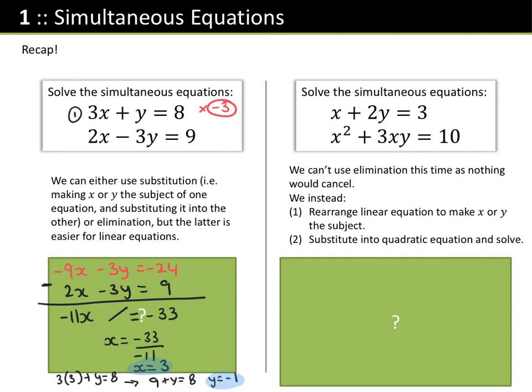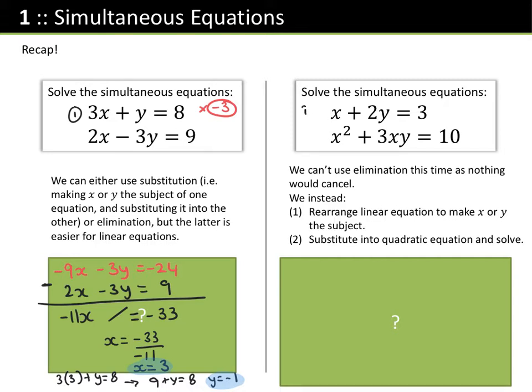Next, x plus 2y equals 3, x squared plus 3xy equals 10. Okay, this is going to be by substitution. We can't use elimination. We can only use elimination when we are multiplying by an integer, because when we multiply by an integer, it doesn't really change the equation that much. But here, to get them the same, we'd have to multiply by x. We cannot multiply by x because x is a variable. You cannot multiply by something unknown. It could change the whole thing, so we can't do that. So we're going to use substitution.